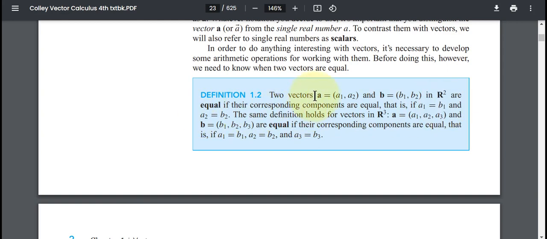So really, when we say that these two vectors, A and B, are equal, we're actually getting two equations. We're getting an equation that A1 equals B1, and another equation that A2 equals B2. If these were in R3, then we would generate three equations from saying that A is equal to B. We'd say A1 has to equal B1, A2 has to equal B2, and A3 has to equal B3. So we generate a bunch of equations from a vector equation.